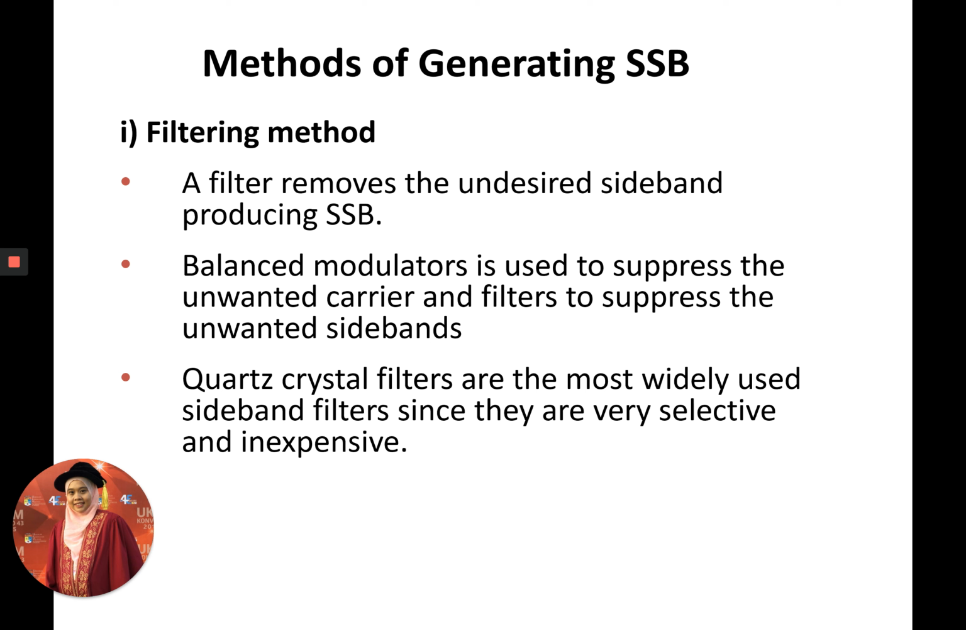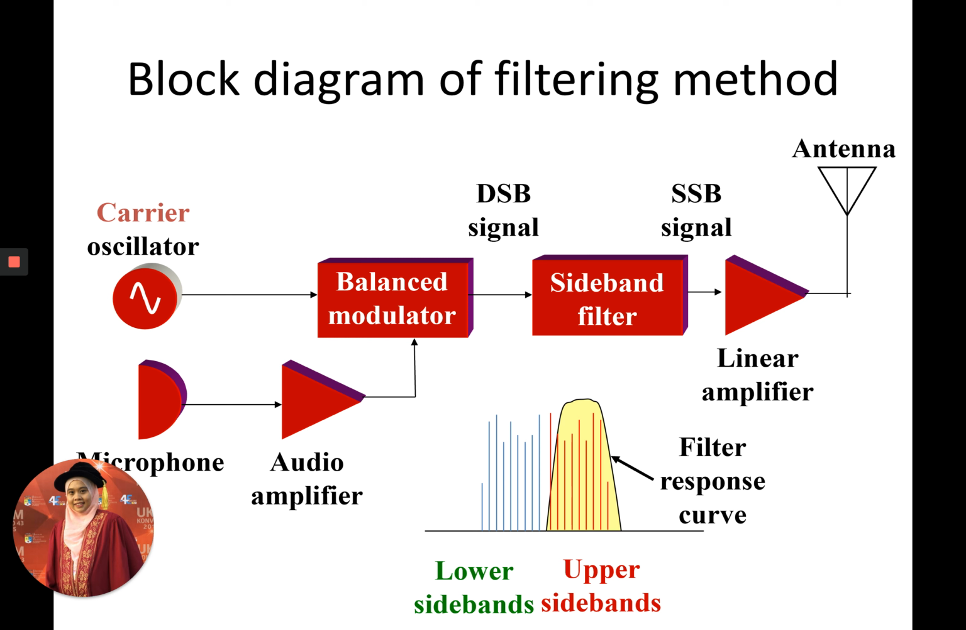Okay, and then it uses the balance modulator to suppress the unwanted carrier and then filters the unwanted sideband. The most common or widely used sideband filter is the quartz crystal filter. And why do we want to use this kind of filter? Because the quartz crystal filter is very selective and it's quite cheap. Okay, so this is the block diagram of how the filtering method in producing an SSB signal looks like.